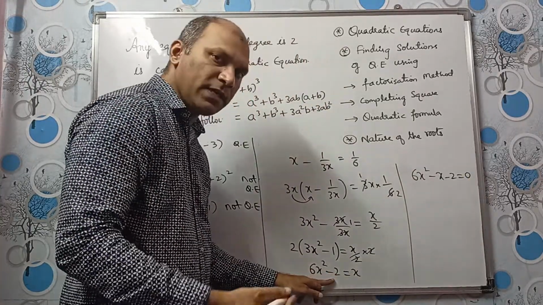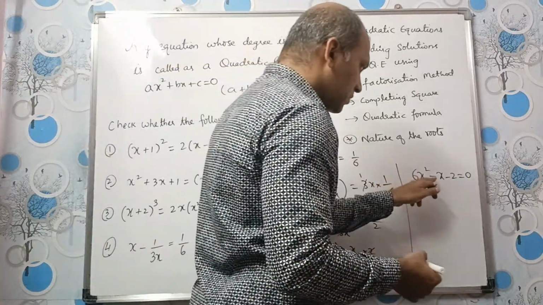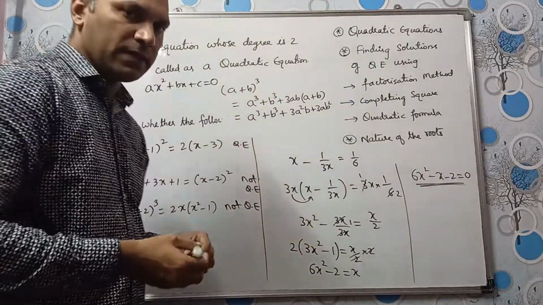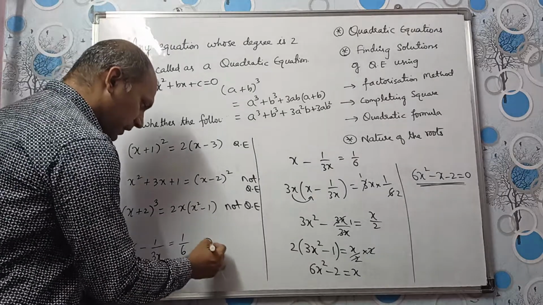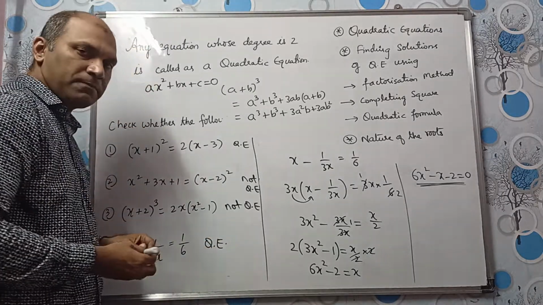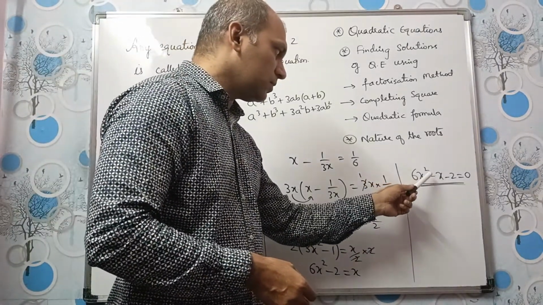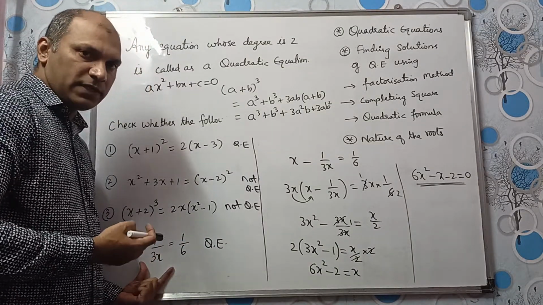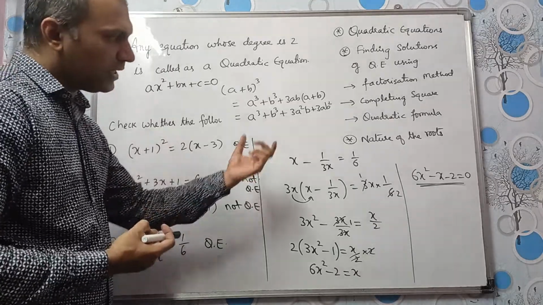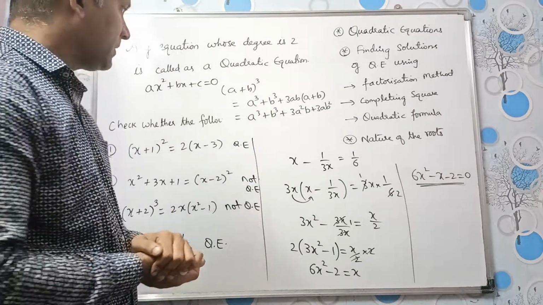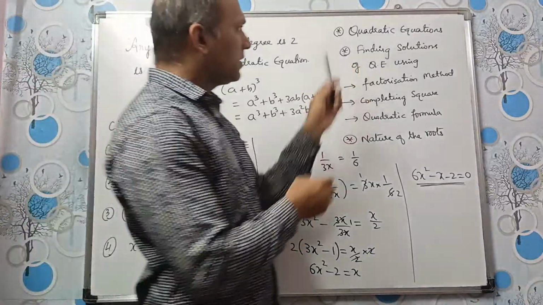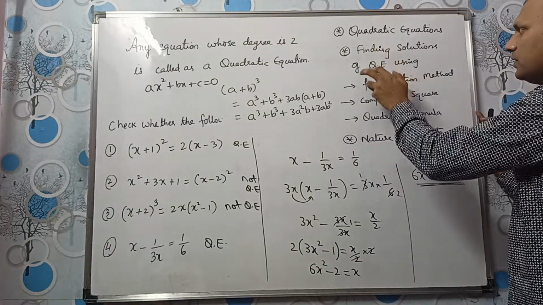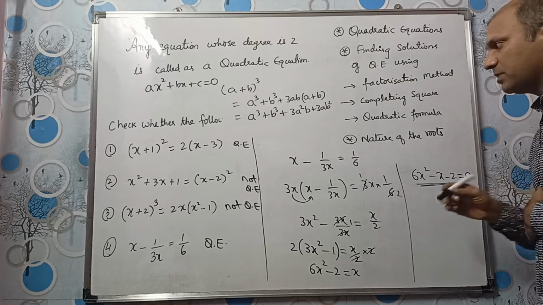This x we send to this side, it became minus. So 6x square minus x minus 2. Is this quadratic? Yes, it is a quadratic equation, because the degree is 2. Now see, when you first see this, it is not looking like a quadratic equation; you solve it and only then get the answer. In the next part I'll explain finding solutions of this using the factorization method.